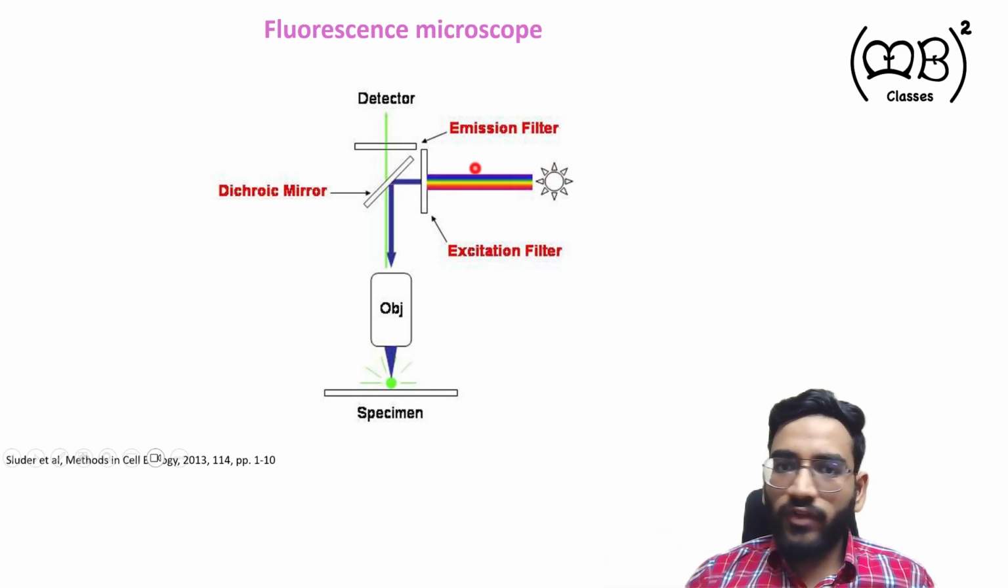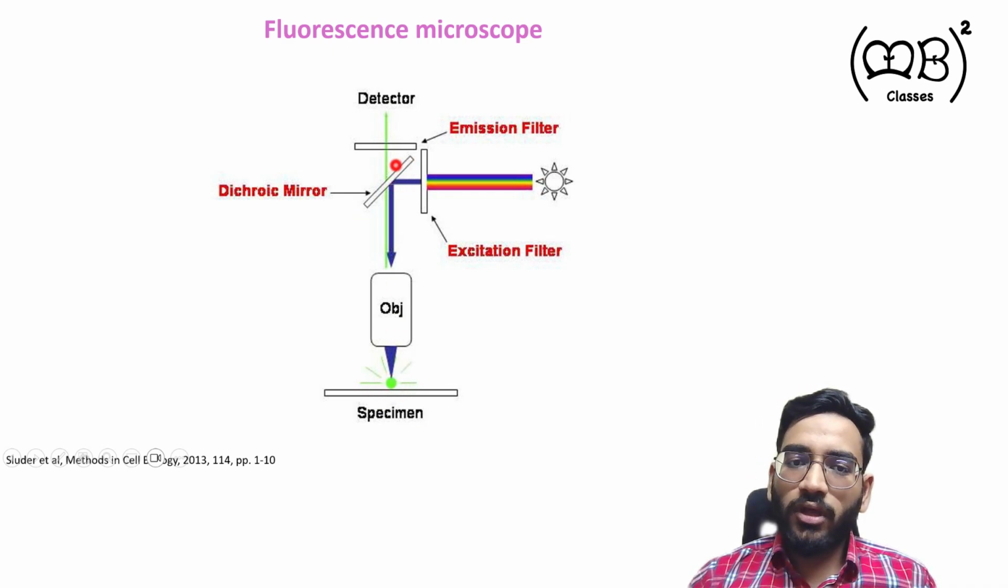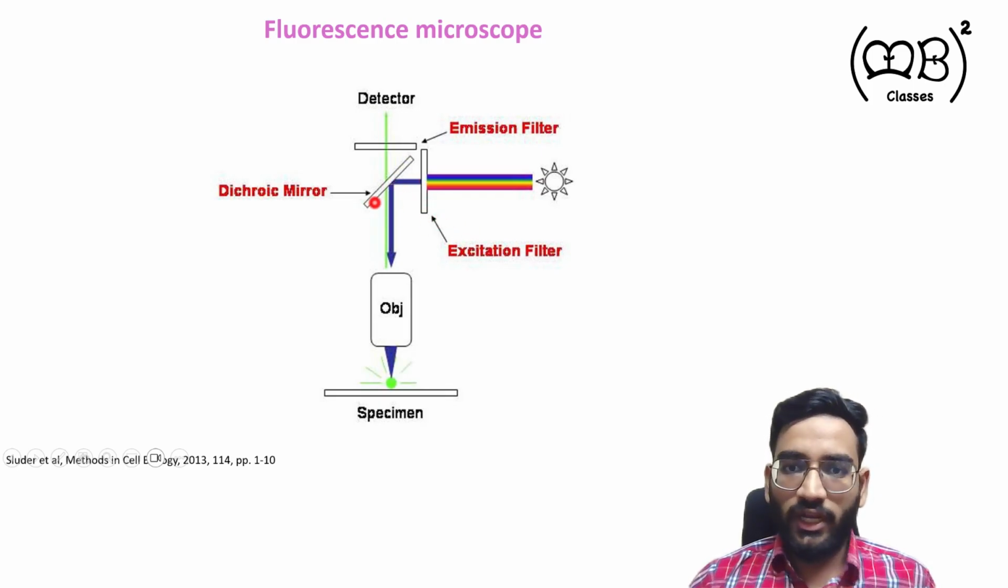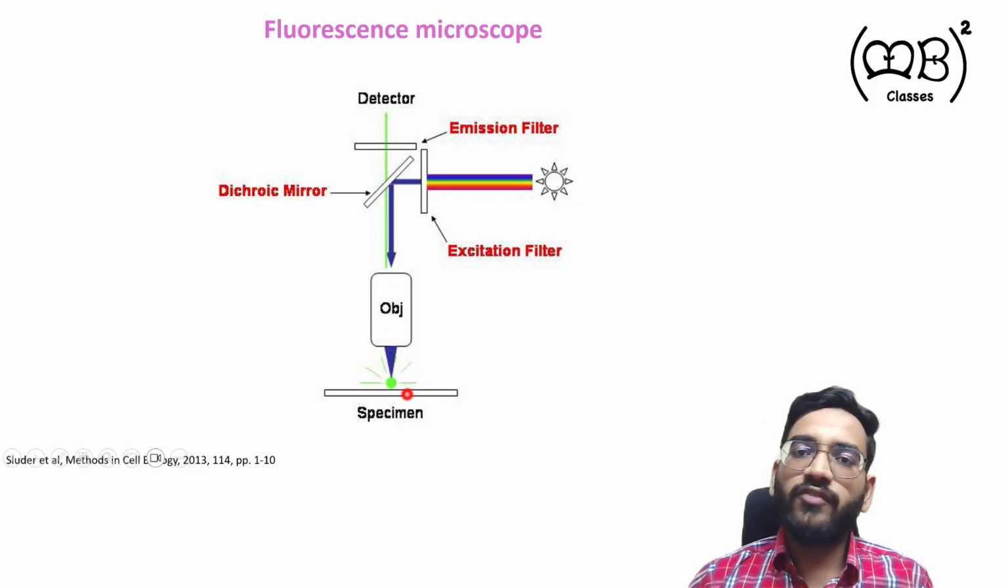There is an incident ray of light. The incident ray of light has all the wavelengths of light photons. What will the excitation filter do? It will filter out all the wavelengths which we don't need, and allow only that wavelength of light to pass through which will excite the fluorophore. There is a dichroic mirror which will reflect the excitation wavelength of the light. Then the excitation wavelength of the light will act on the specimen, and the specimen will be excited and emit another wavelength of light.